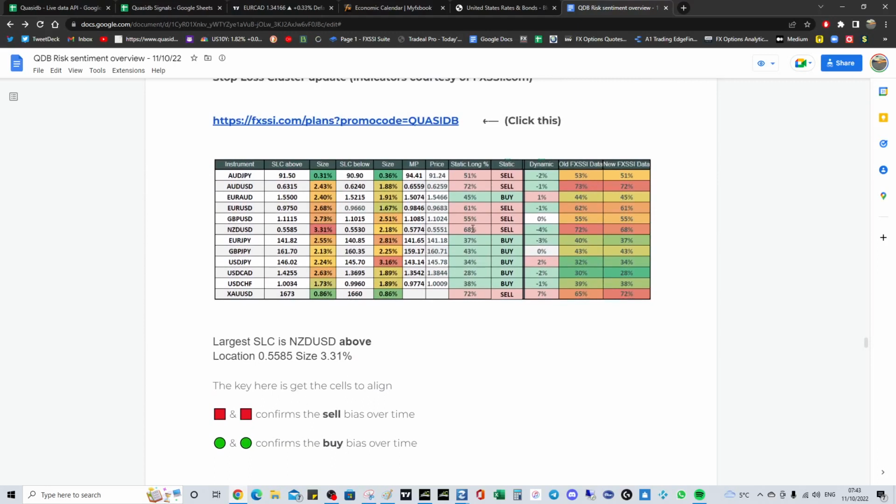So NU is red, red, green. So there's a mismatch. All right. So dynamically, it's a buy. At the static level, it's a sell. They shorted it. Okay. So there's a mismatch. So you probably might not want to take NU because of the mismatch.